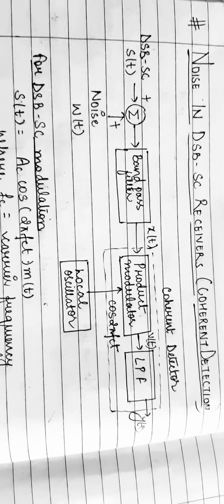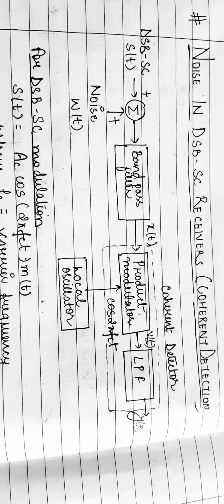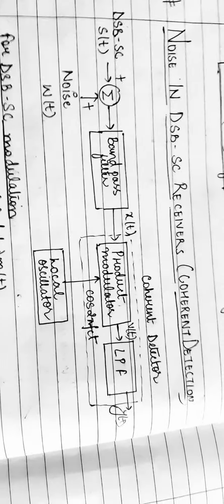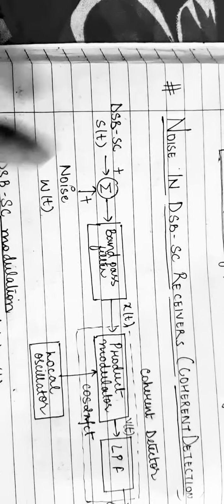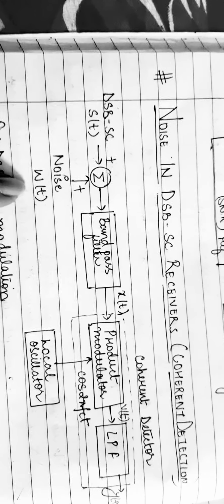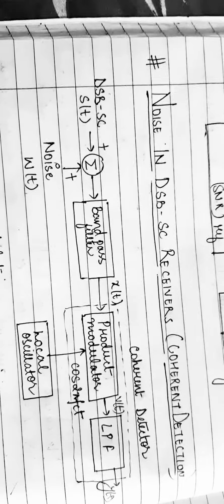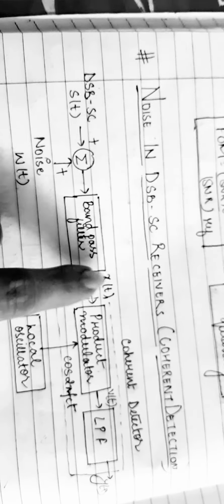In today's lecture, we'll discuss the noise in a double sideband suppressed carrier receiver, also called coherent detection. Here we'll see a figure: the double sideband signal, denoted by s(t), is the input signal, along with the noise signal w(t), the front end receiver noise. It is passed through a band pass filter and we get the output x(t).